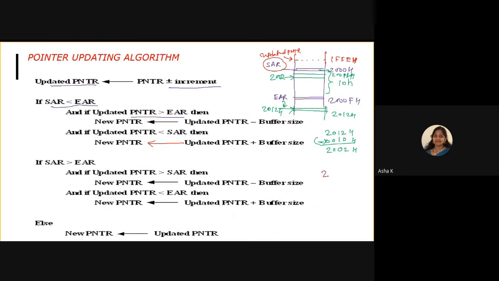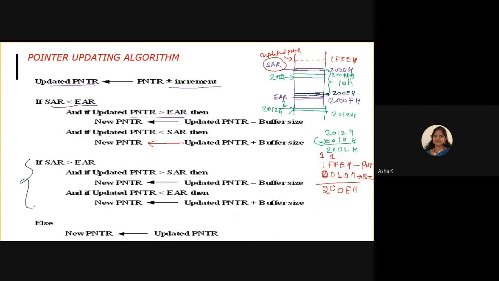What is the updated pointer? The updated pointer that I have here is 1FFE hexadecimal, which will be added with the buffer size. Buffer size is 0010 hexadecimal. This is the updated pointer value and this is the buffer size value. After addition, this is a hexadecimal number: E plus 0 is E only, F plus 1 is 0 with 1 carry, F plus 1 is 0 with 1 carry, 1 plus 1 is 2. So the new updated value that will appear here, I'll write it in a different color pen, is 200E hexadecimal.